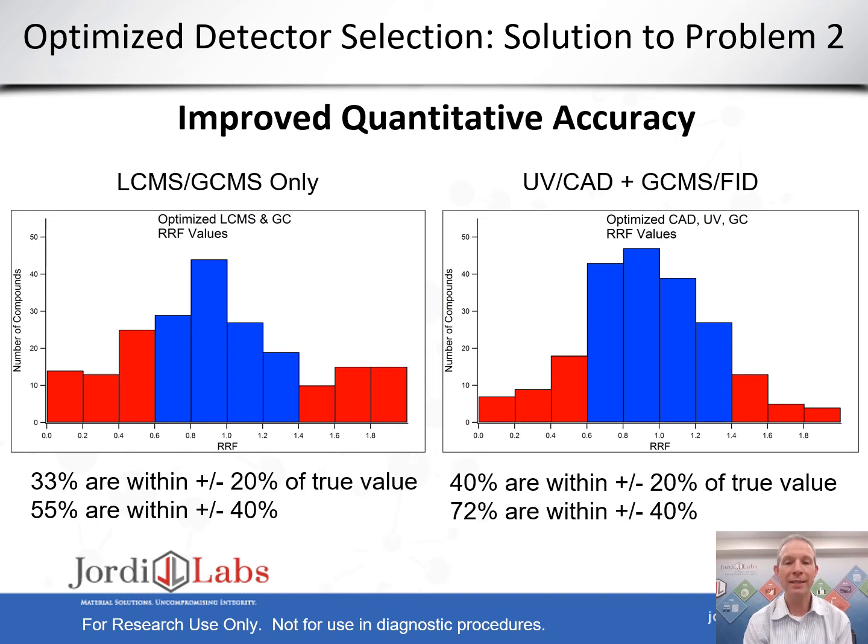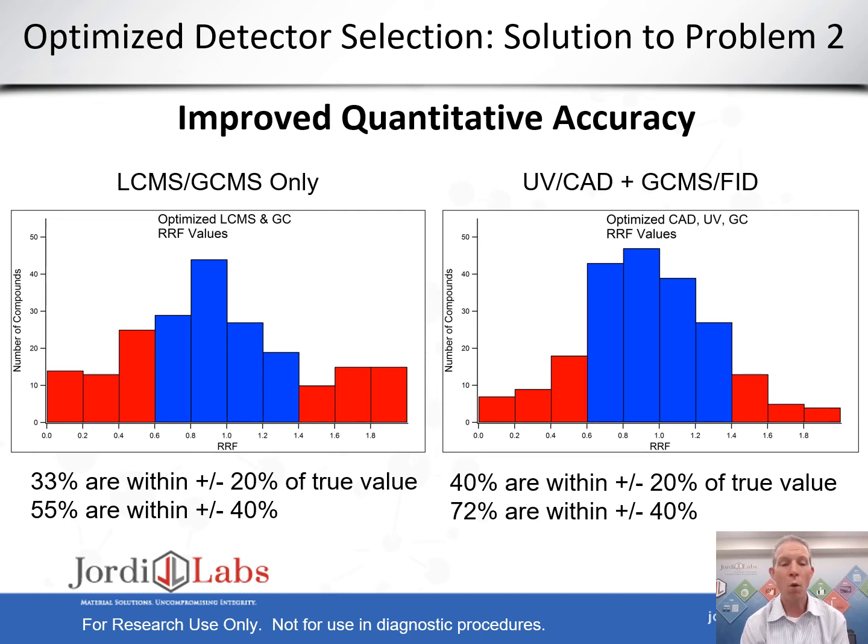Now, I want to turn my attention away from evaluation of the AET to quantitative accuracy and how the multi-detector solution can be used to improve quantitative accuracy. Here we have two different graphs. The one on the left is showing us the most accurate RRF value, i.e. the RRF value closest to 1 for the combination of LCMS and GCMS.